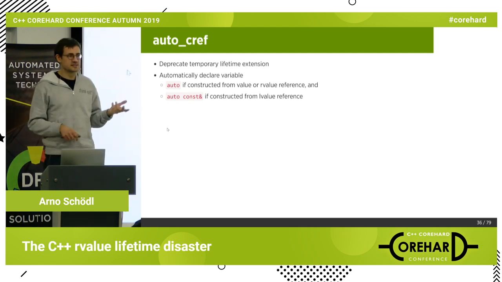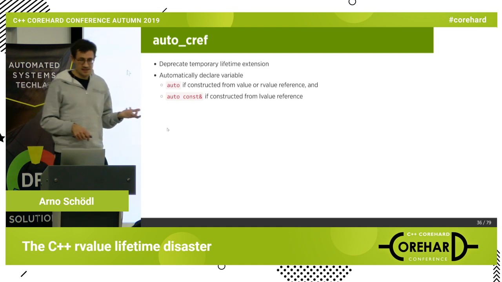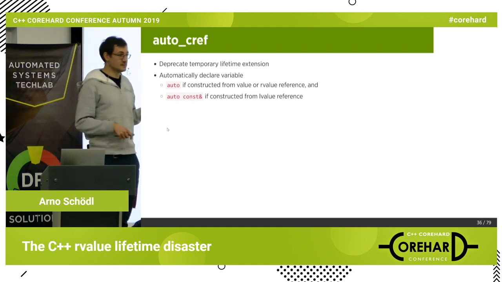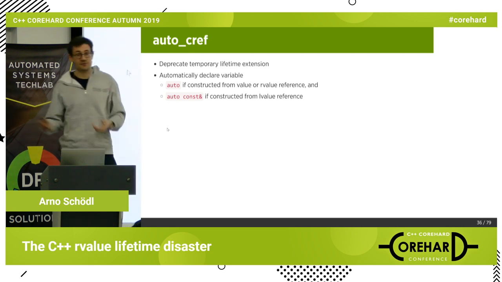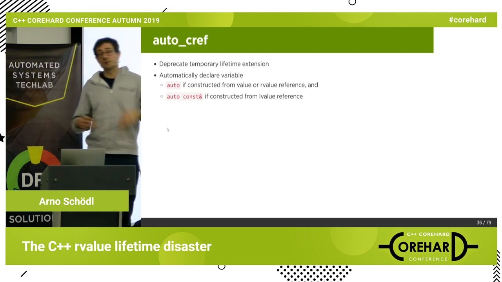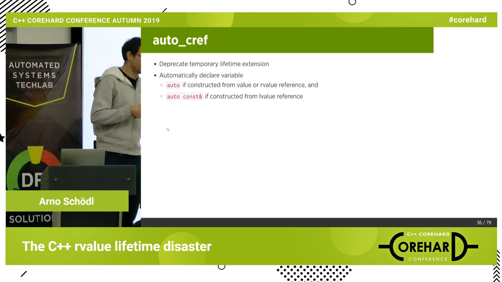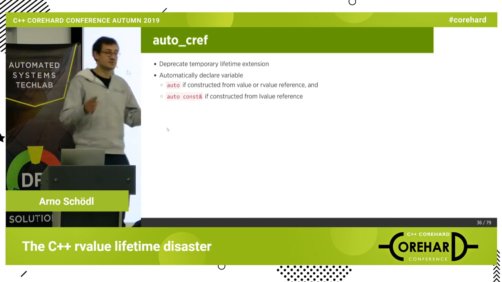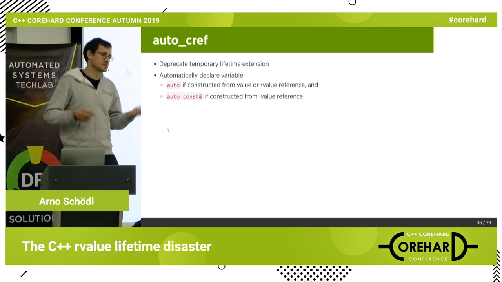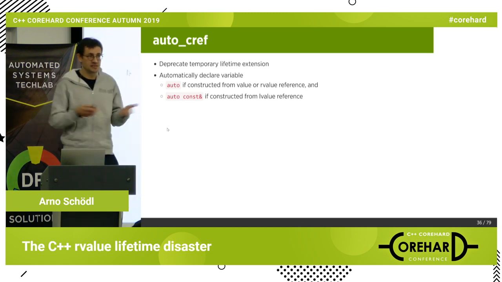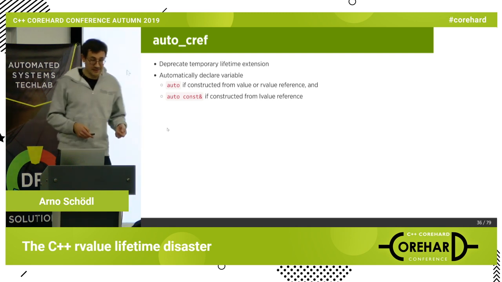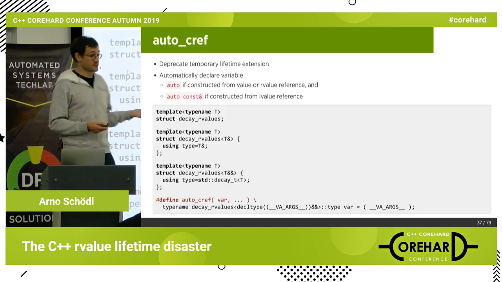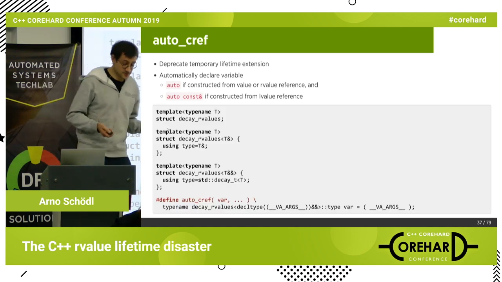What we really want is a variable where we automatically declare it as a value if we receive a value, and we automatically declare it a reference if we receive an lvalue reference. And rvalue references should also become values because they go out of scope pretty soon, so we need to keep them around. How can we build this? Well, right now, you can only do it with macros. I'm very sorry, but that's how it is.